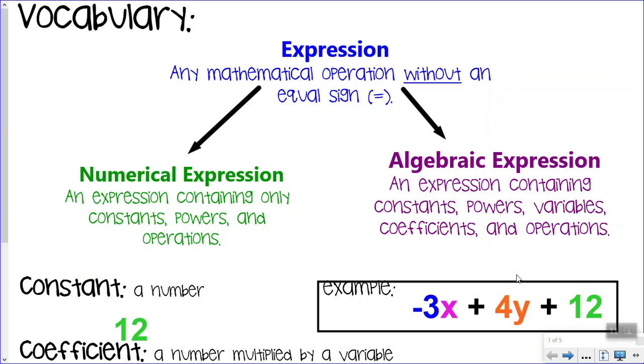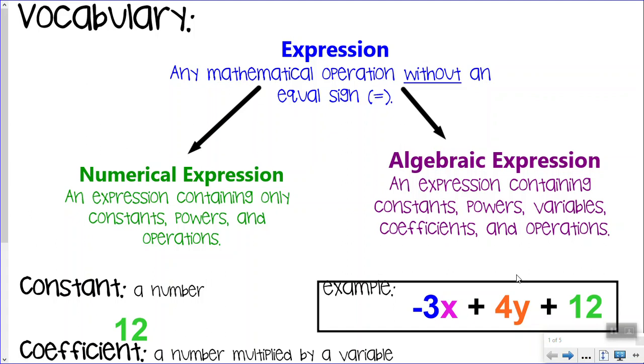In this video, we're going to take a look at something called evaluating expressions. But before we jump into that, we want to make sure that we actually know what an expression is. Our whole unit right now is expressions. So what does it mean for something to be an expression?